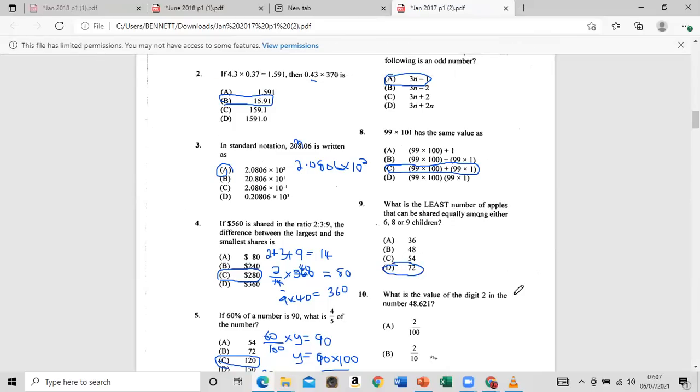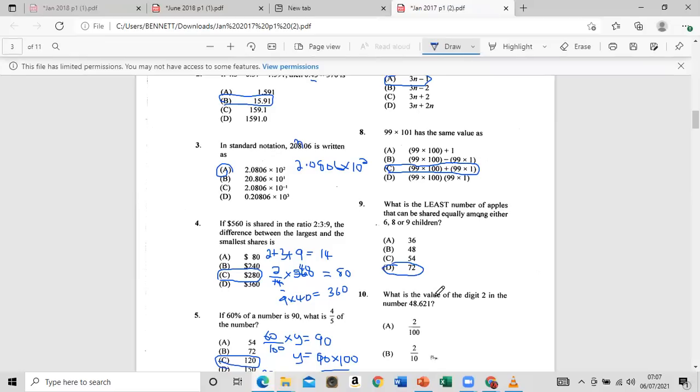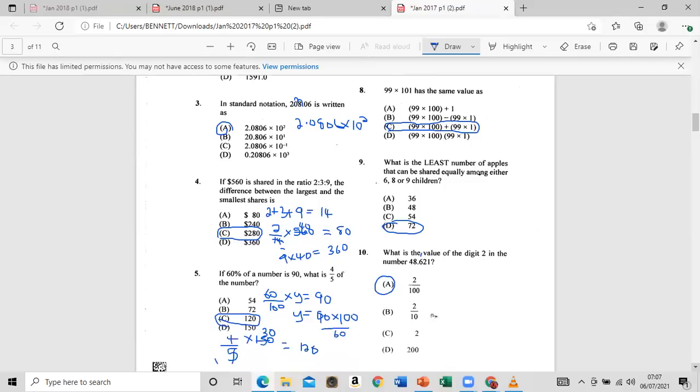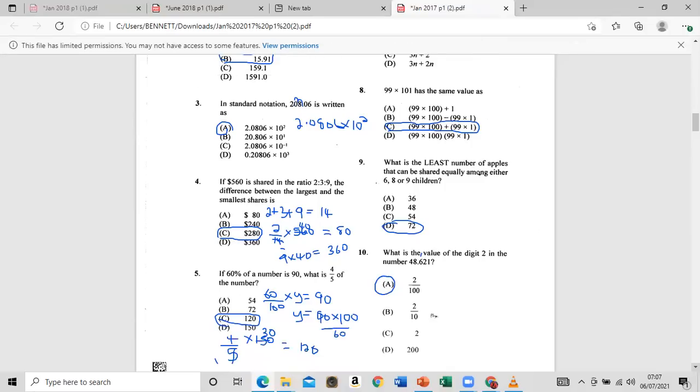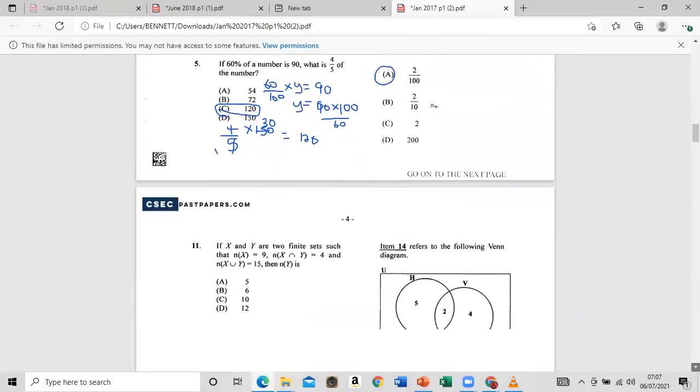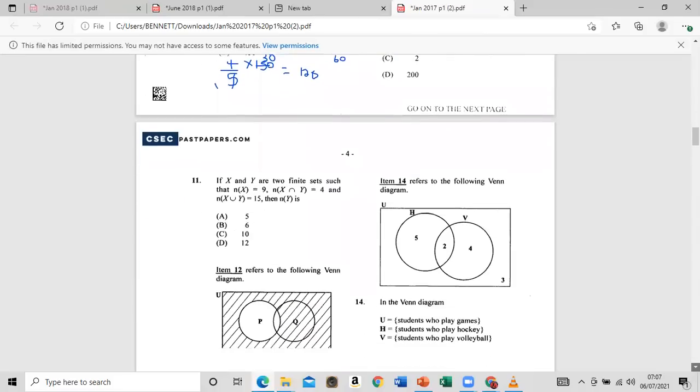It would be 72. What is the value of the digit 2 in the number 48.61? Now this 6 is 6 over 10. So this is 2 over 100. Remember, we don't have no ones, right? So we start at the tenths, hundredths, thousandths. All right. My English teacher would be so proud of me right now.